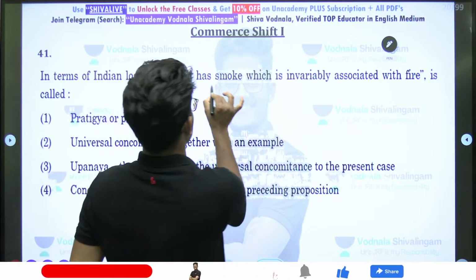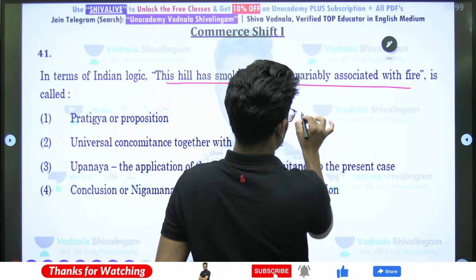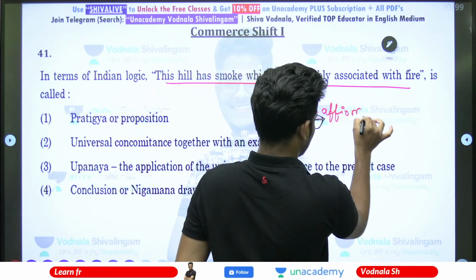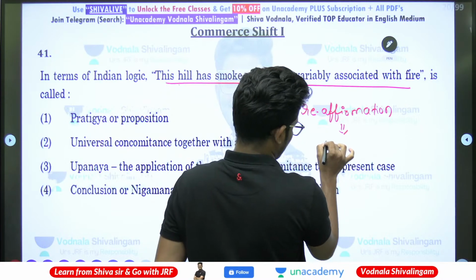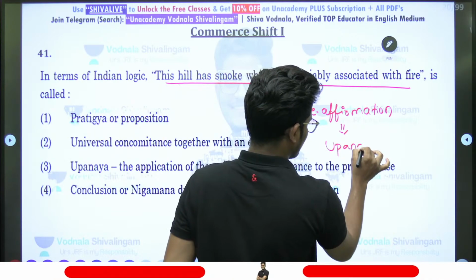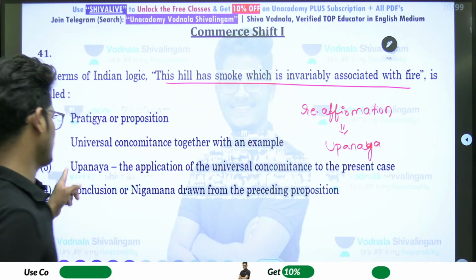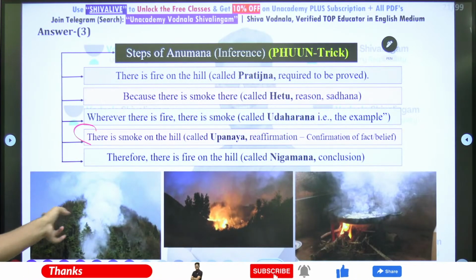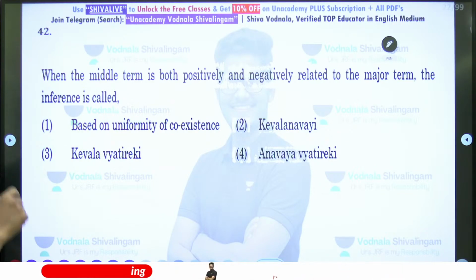What is this? This hill has a smoke which is invariably associated. This is actually what? Reaffirmation or reconfirmation. Reaffirmation in Indian logic language. It is the fourth step of the five-step technique, that is Upanaya. Just a confirmation of the Pratijna is called Upanaya. That is reaffirmation. Upanaya, the application of universal concomitance to the present case, which is this. Confirming, reaffirmation.